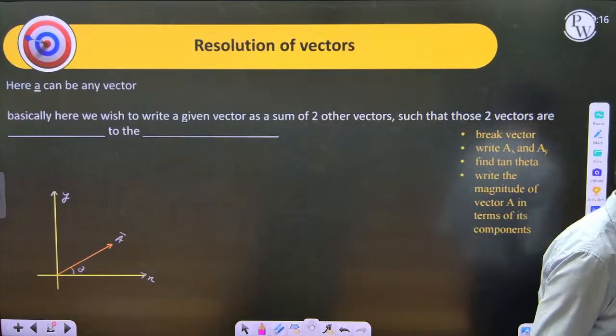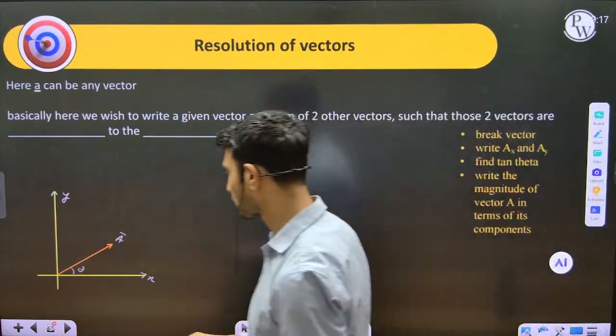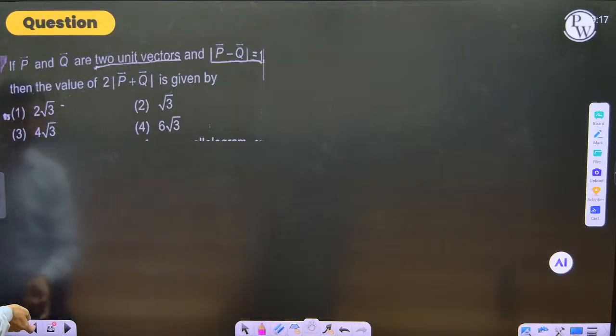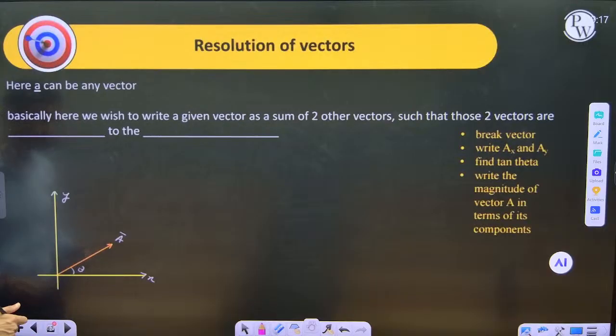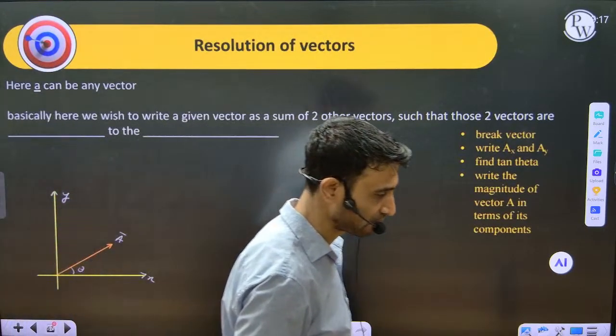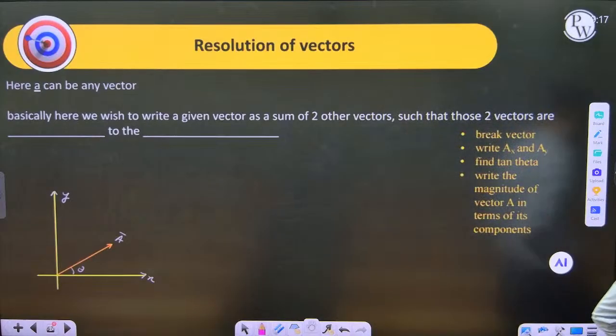So there are two more questions before this, which you are supposed to complete as your homework. This question and this question. Let's complete them. We'll go to the next topic because today is the last day. Let's complete this last topic also so that our two chapters are complete.